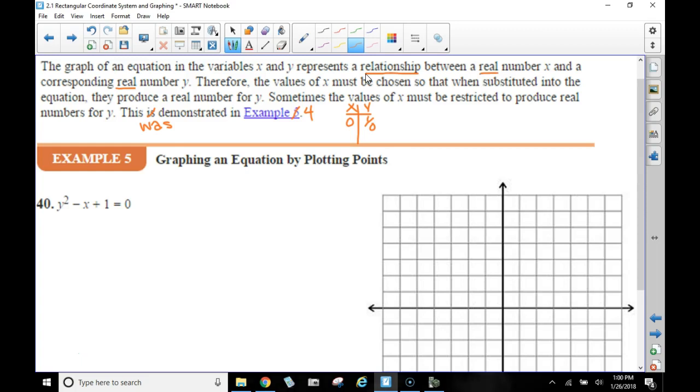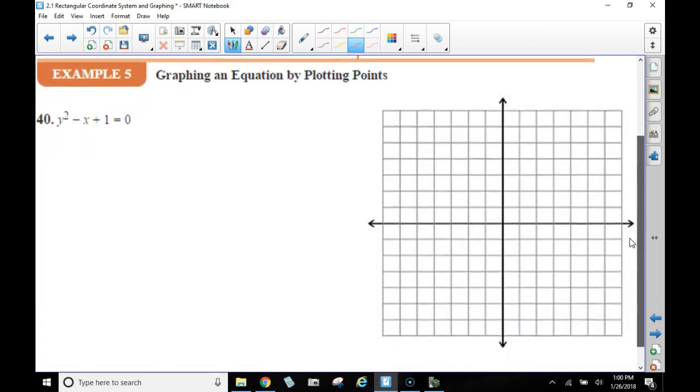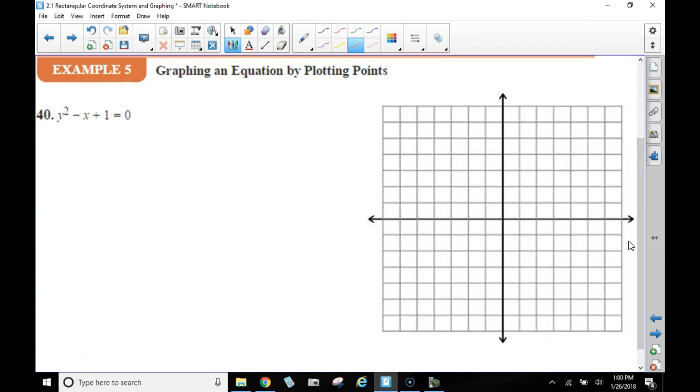So we don't want to pick out any values of x or y that will give us 0 in the denominator of a fraction or a negative under a square root, because that would give us an imaginary number. And I don't know where imaginary numbers go on our real coordinate plane. Now on example 5, number 40, we have the equation y squared minus x plus 1 equals 0.